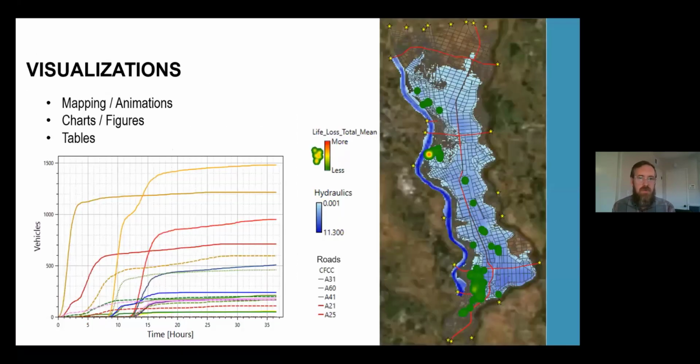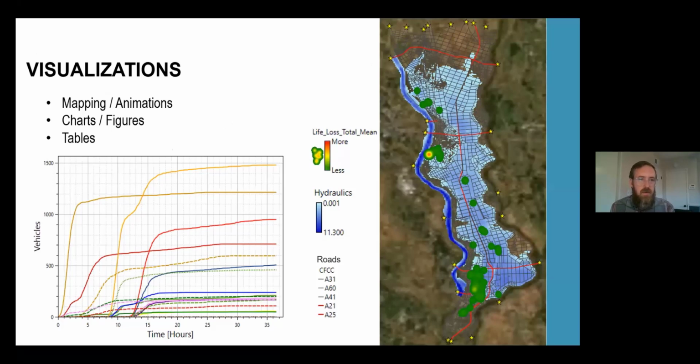Here's a couple examples of other visualizations that are in LifeSim, and other models have similar ones. You can animate things or map them in 2 dimensions. On the right, there's a heat map of life loss, and so you can see where life loss is occurring most.